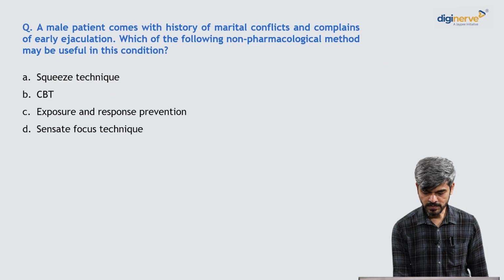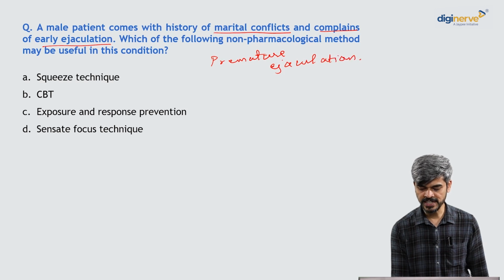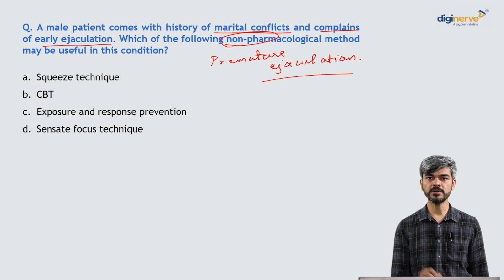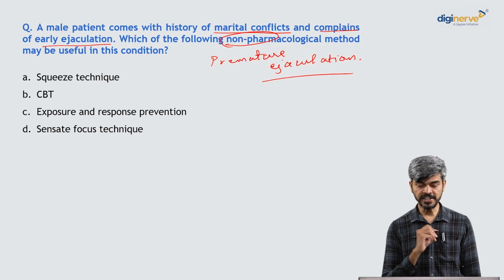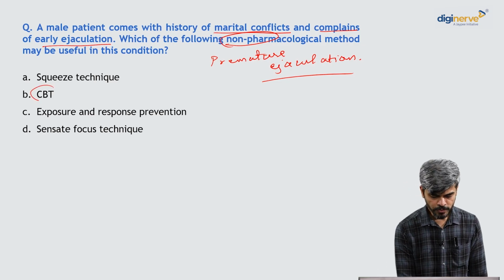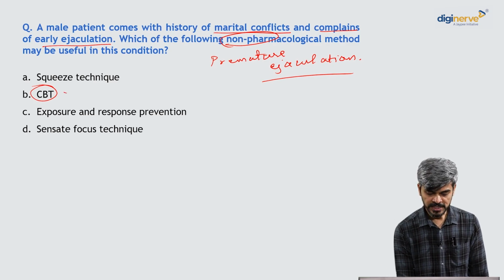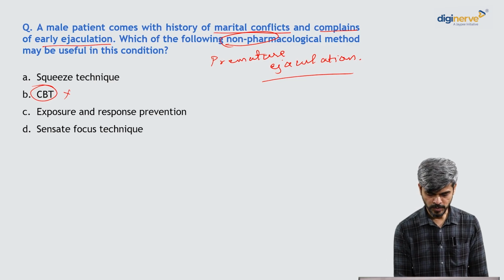A male patient comes with a history of marital conflicts and complaints of early ejaculation, okay? So, something called premature ejaculation, okay? He is not able to perform during sex for a satisfactory duration of time, right? Which of the following non-pharmacological methods? They don't want a drug here; the patient is saying, I'm not going to take any medication for this, I want a non-pharmacological method to treat my condition. So is it cognitive behavior therapy for premature ejaculation? May not be the most suitable idea here, okay, because you want the person to have an immediate response.